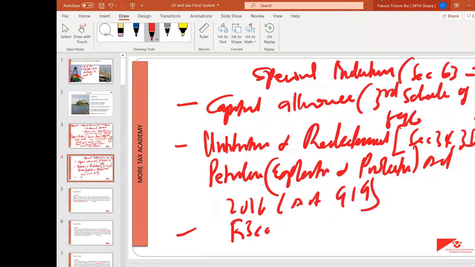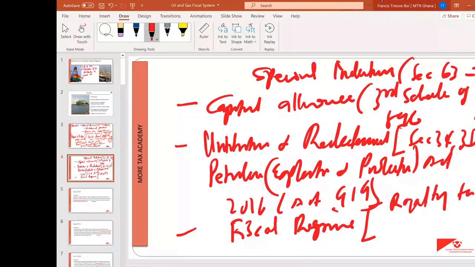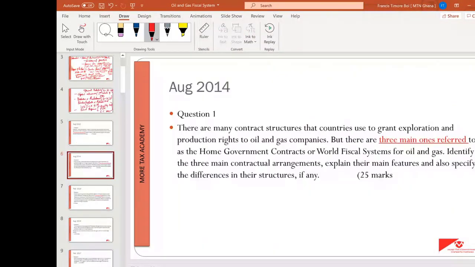Regime, where we look at the royalty, the tax, and then we look at the production sharing agreement, the service contract, and all those ones. We'll look at all those ones. So I think that is where we are now. Is anybody having any special question relating to what we have done so far? Today, I may not treat a new topic.